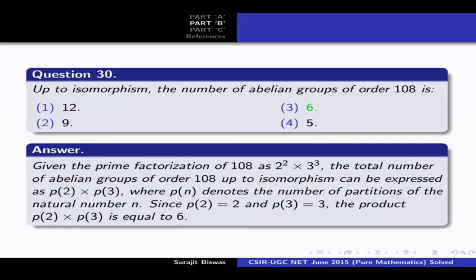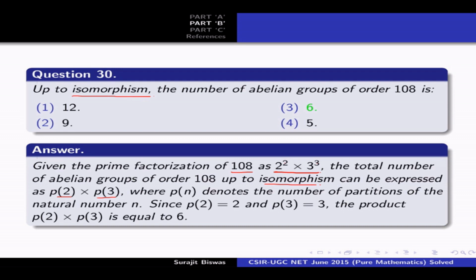Okay, question 30. Up to isomorphism, the number of abelian groups of order 108 is how many? The prime factorization of 108 is 2 squared times 3 cubed. The total number of abelian groups of order 108 up to isomorphism can be expressed as P(2) times P(3), where 2 is the power of 2 here and 3 is the power of 3 here, and P(n) denotes the number of partitions of the natural number n.